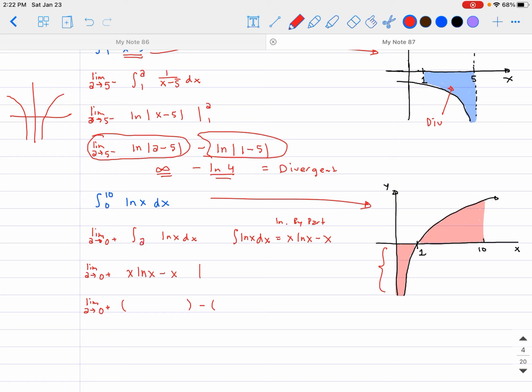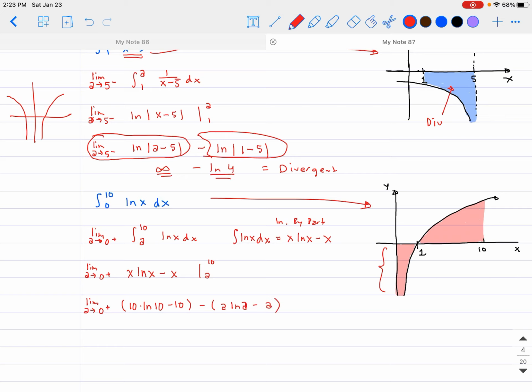Let's see. So a is on the bottom, 10 is on the top. So we're going to keep 10 and then a on the bottom. So let's see. Then the first one is going to be 10 multiplied by the ln of 10 minus 10. Whereas the lower bound is what we were saying earlier, which is a times the ln of a. And then we have minus a over here.